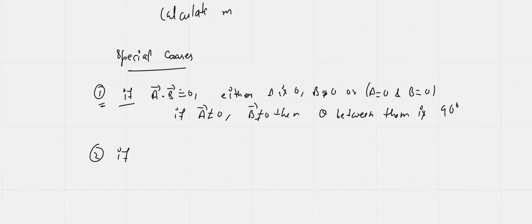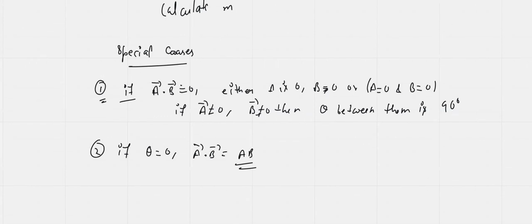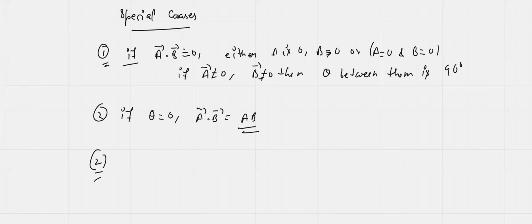If theta is 0, then a dot b is simply ab. That's it. Another is, cos of theta is also given by a dot b divided by the magnitudes of a and b, right? Yes. So this is how you can calculate cos theta.